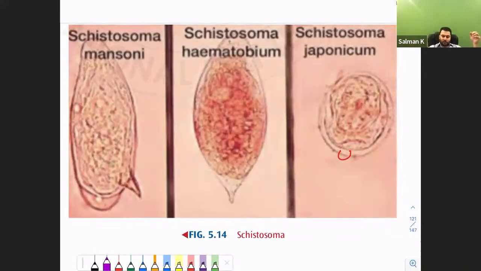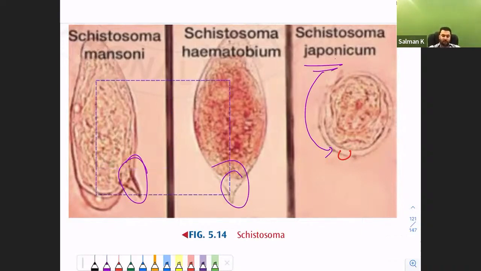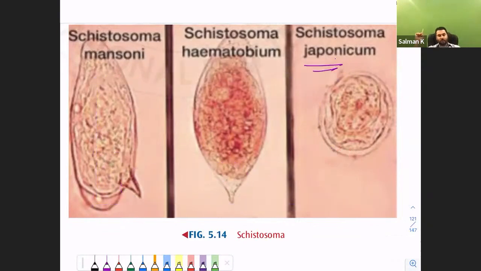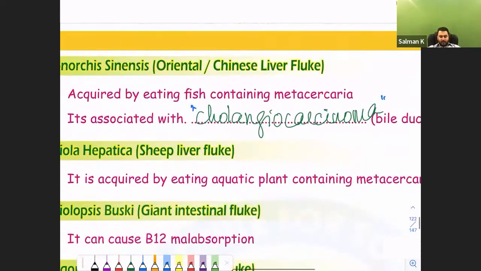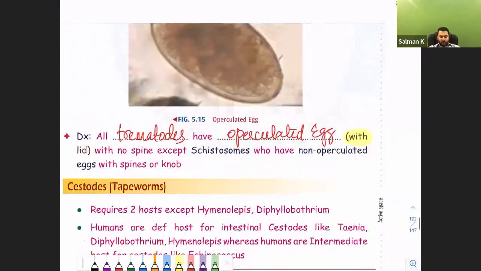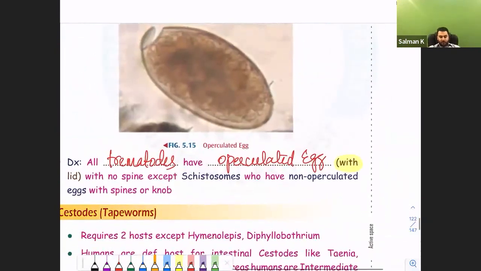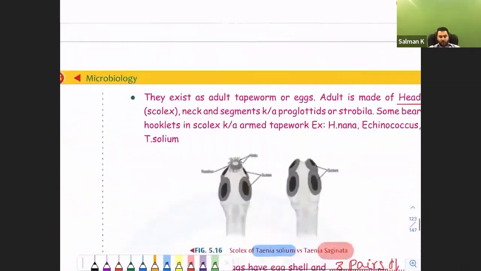Now, knob is present in Japonicum. I'm sure you're all giggling right now if you remember this. Next, Mansoni looks like a man. So this is Mansoni lateral spine, and the terminal spine is in hematobium. So Japonicum, Mansoni, and hematobium. This is the word that you need to remember. Next, let's continue. So you have already seen the eggs of a trematode. Trematode egg is operculated egg.